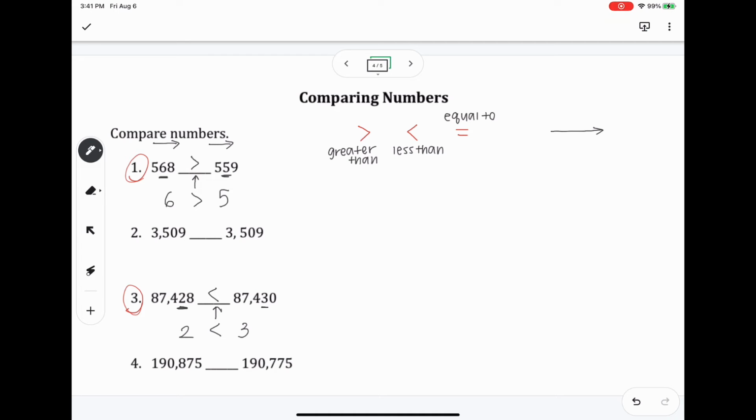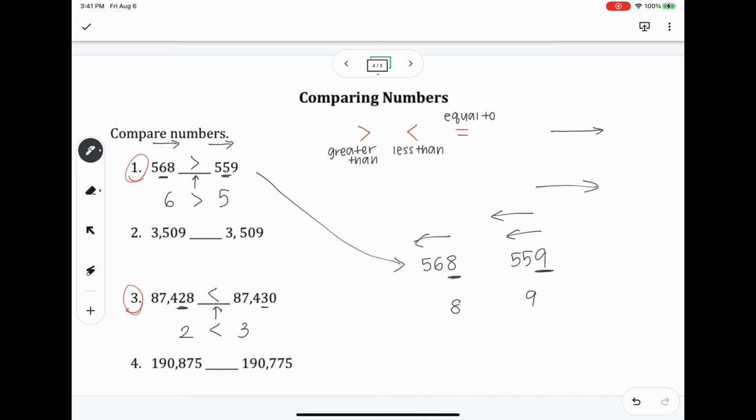Now some important points in this section is that you have to go from left to right. Now I'll show you a case where if you go from right to left, it'll end up in a different solution. And number 1 is the perfect example. So we have 568, 559. Now if you go from right to left, you'll notice 8 and 9 already have different values. So these will be your points over here, numbers over here.